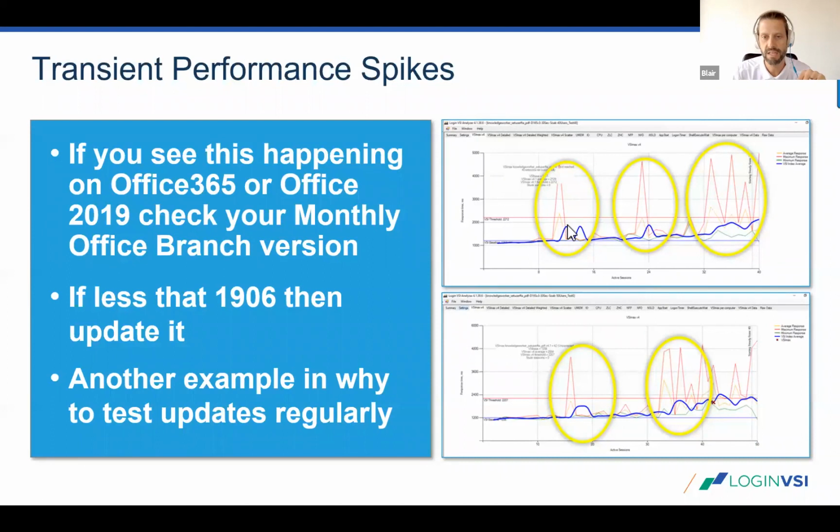The way that it shows itself is that when you have anything less than 1906 installed, you're going to see these transient performance spikes. They look really weird. They cause your averaged index to appear a little bumpy, and can cause your VSI max to be hit much earlier than you would expect. So if you are seeing these transient performance spikes, look at your Office version and get it updated, and I'm sure they'll go away.